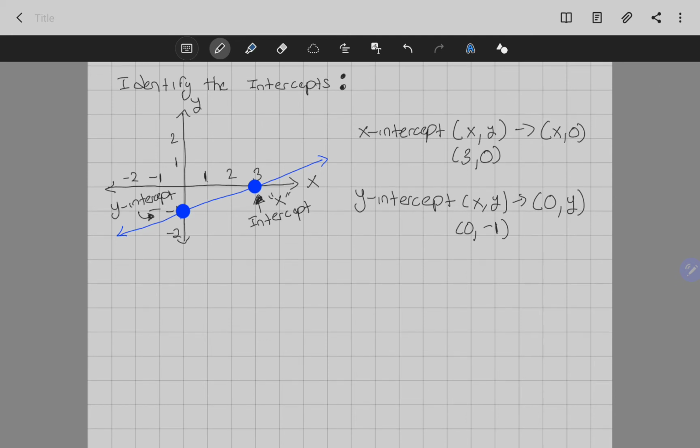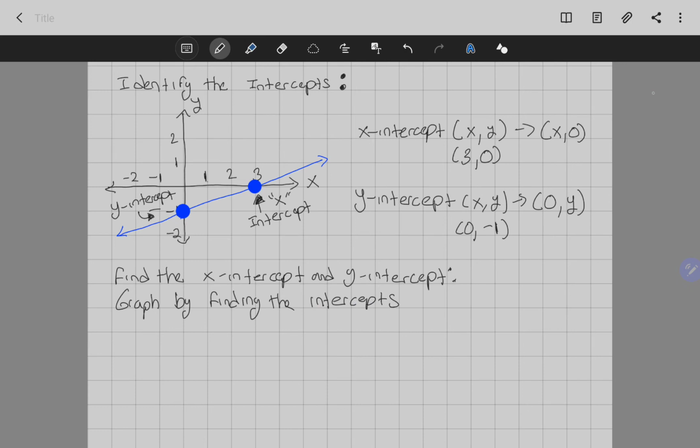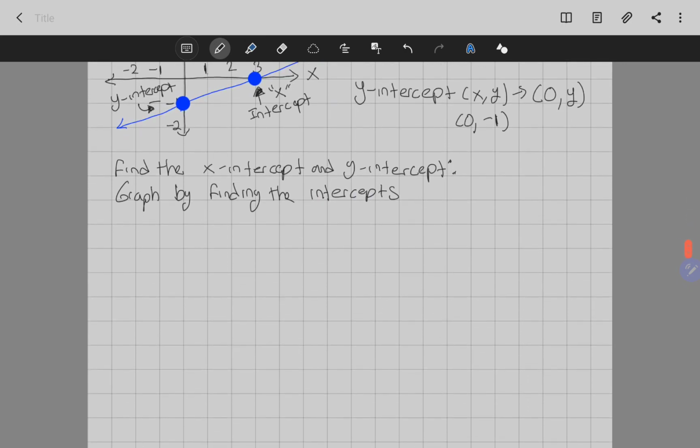Okay, besides having this kind of problem, the other kind of problem could be something like this. Find the x-intercept and y-intercept. Sorry, I shouldn't have said or. Another way of saying that would be graph by finding the intercepts. So graph by finding the intercepts. Cool. So let's look at the example.